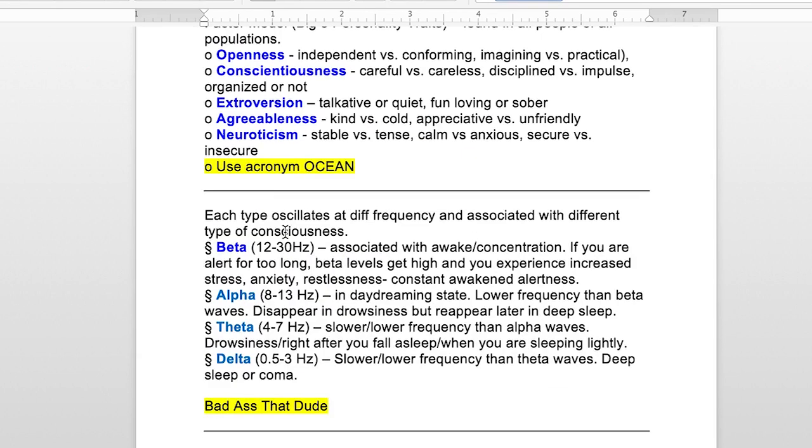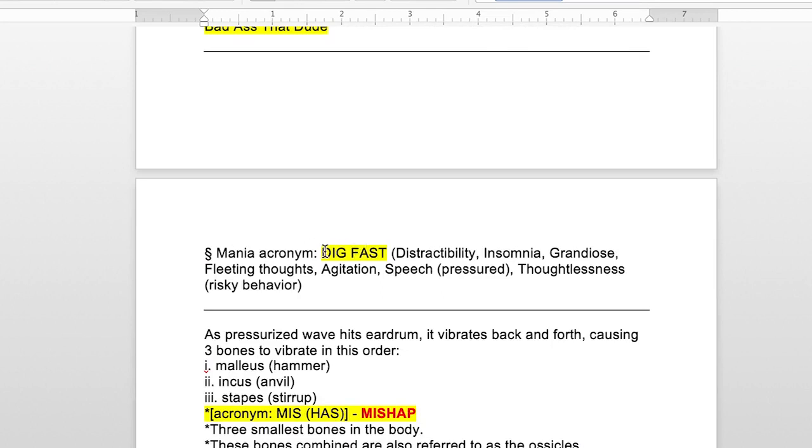Next, different brain wave oscillations. So beta, alpha, theta, delta. So badass, that dude. That's how I remember it. And it's in the order from the highest frequency to the lowest frequency. Mania, acronym is DIG FAST, and it stands for all of these.